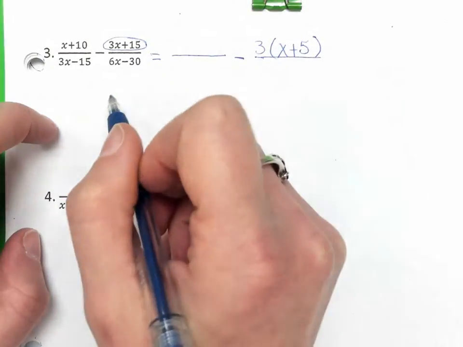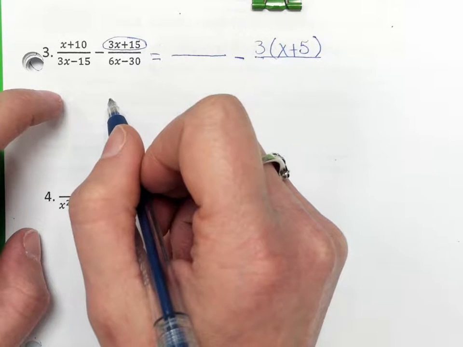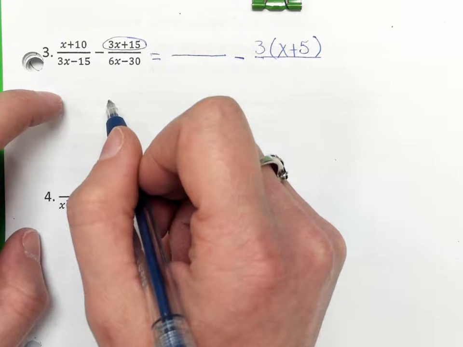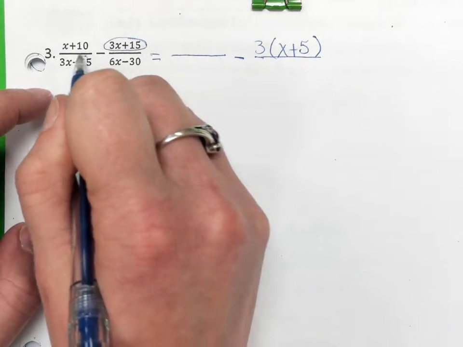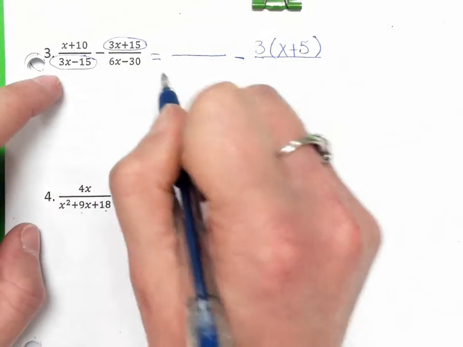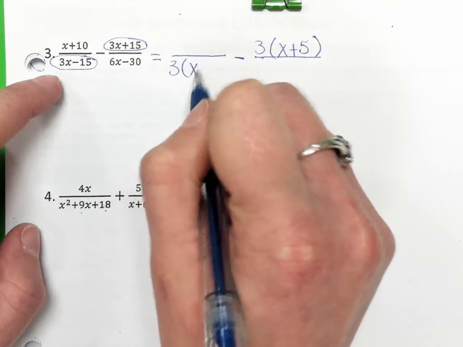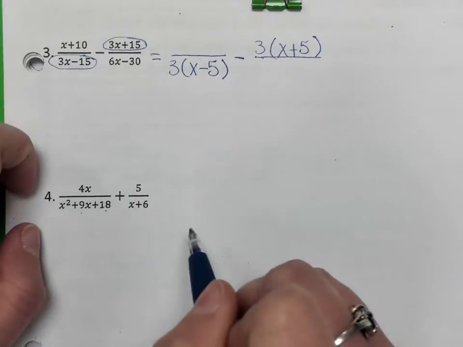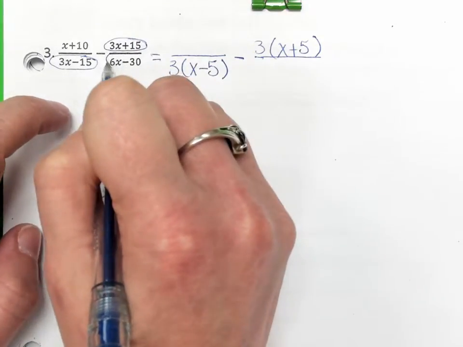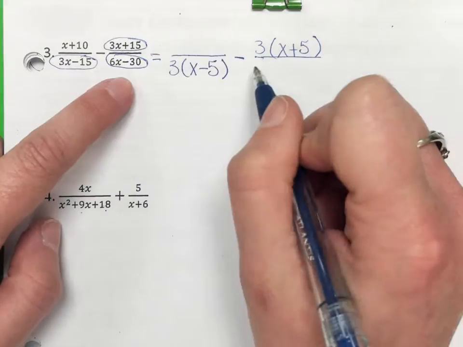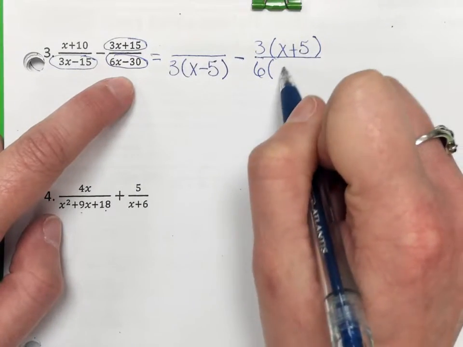Yes, somebody shut it. Anybody else see anything that'll factor? 3x minus 15. How will that factor? 3x minus 5, right? And then 6x minus 30 would be 6 on the outside, x minus 1.